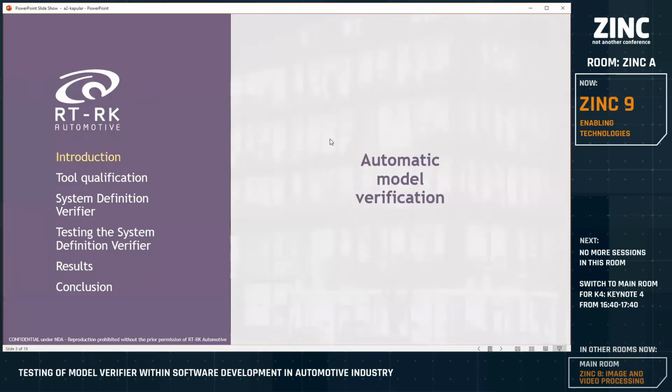So I will give you a short introduction into the topic, and then I will talk about how we tested the System Definition Verifier, also known as the SDV, and I will comment a little bit about the results of the testing.